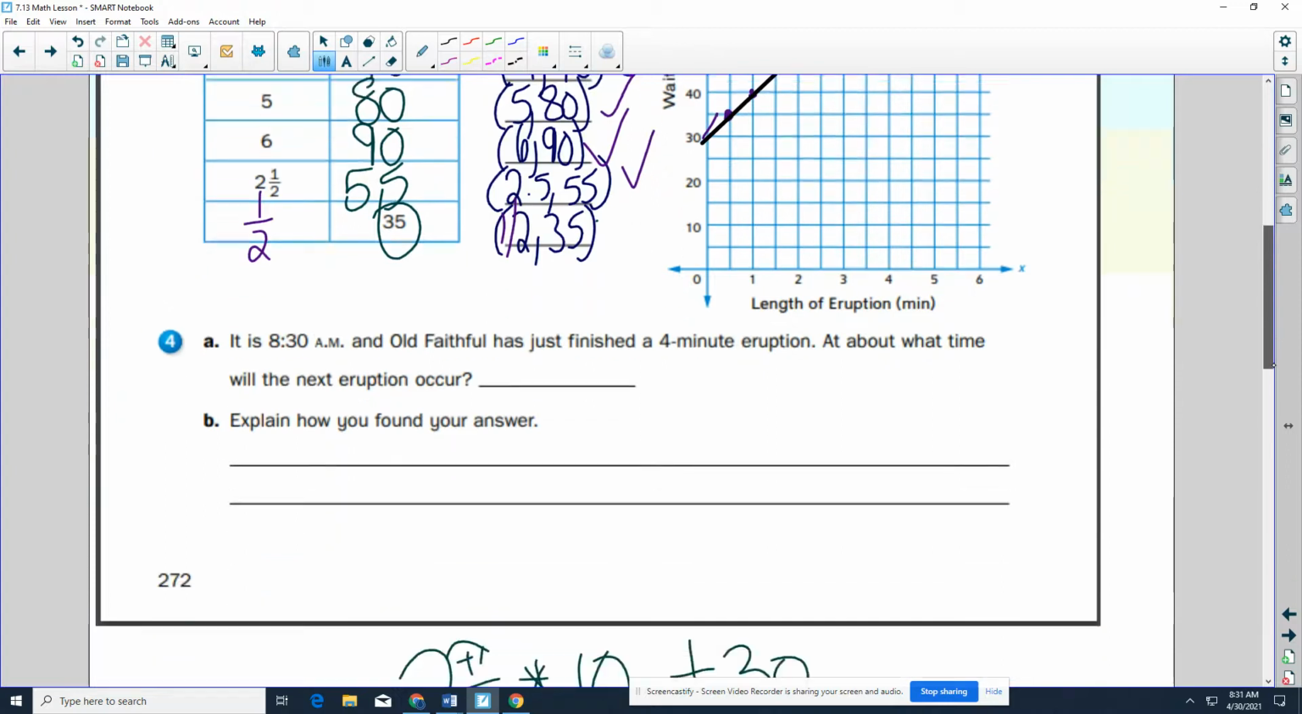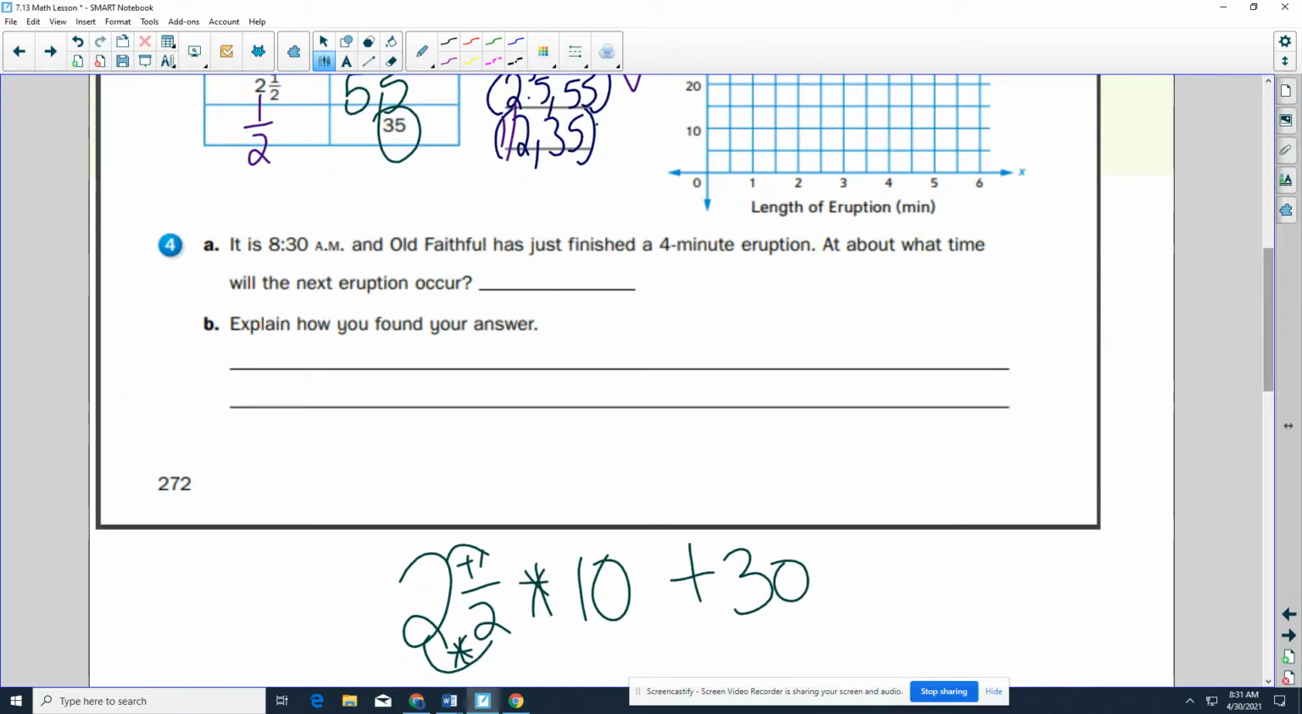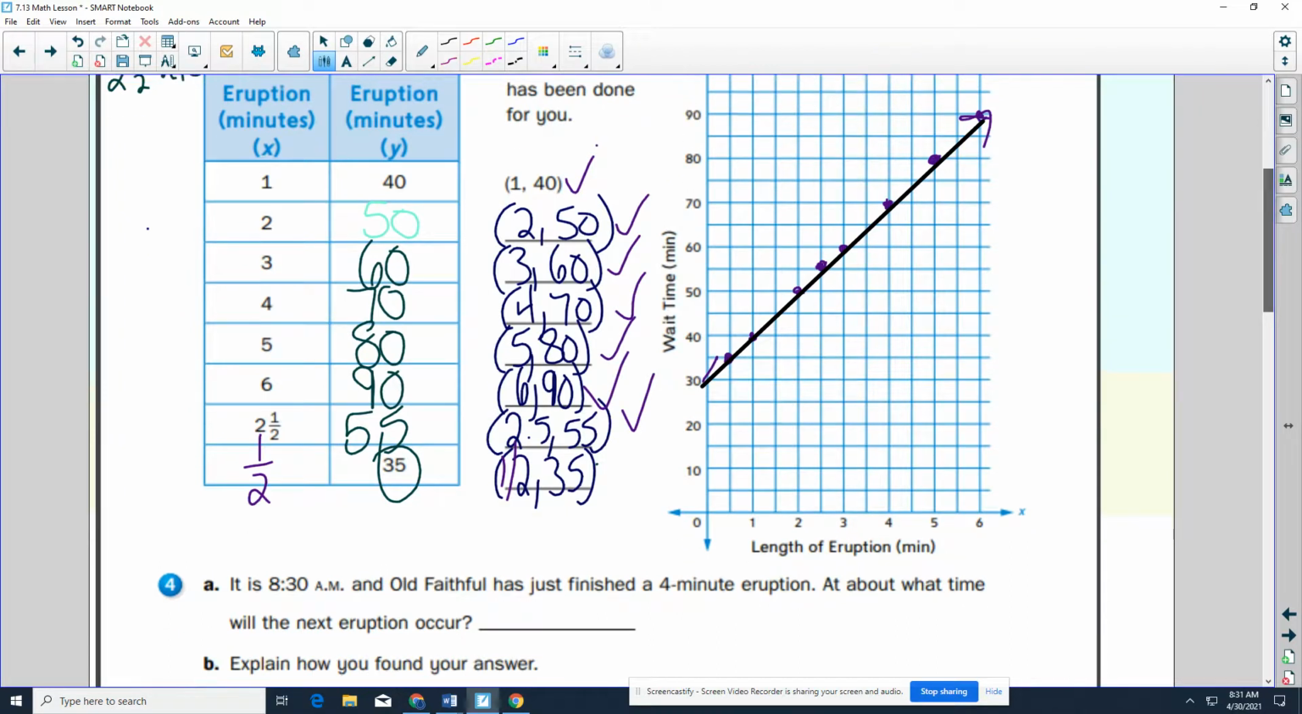Okay, now it says it will be 8:30 a.m. and Old Faithful has just finished a 4-minute eruption. About what time will the next eruption occur? Okay, so the last one to finish was at 4 minutes. So you see 4 minutes here. So then I want to go up to my graph, and I see 4 minutes, and then I look for my next point when it should erupt again. How long will I have to wait? So when will the next one occur?